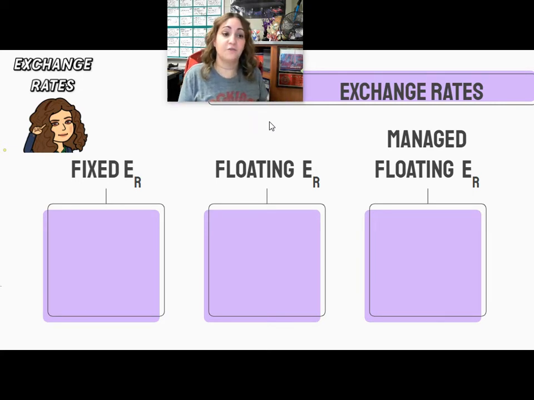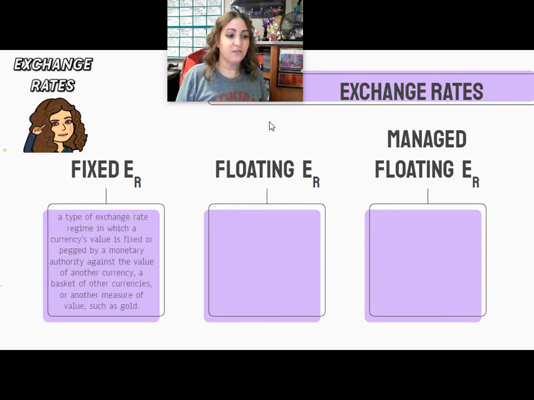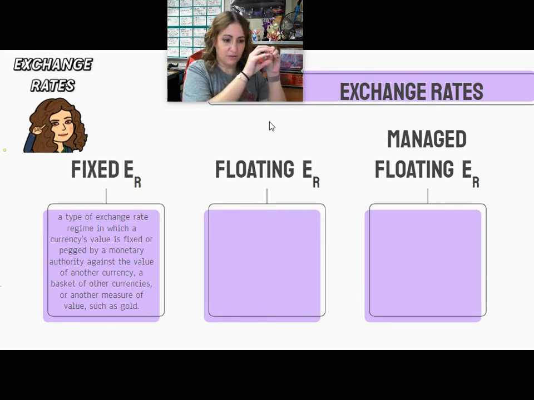So there's something called the fixed exchange rate. See that little E down here? Big E, little r, that's just an abbreviation for exchange rate. A fixed exchange rate is a type of exchange rate in which a country's currency, the value of it, is pegged by a monetary authority, usually the government or maybe the central bank. They basically set the value of their currency in relationship to the value of something else.